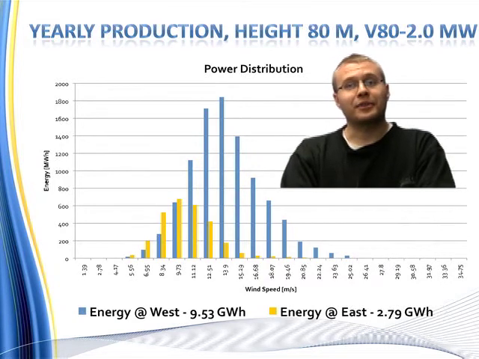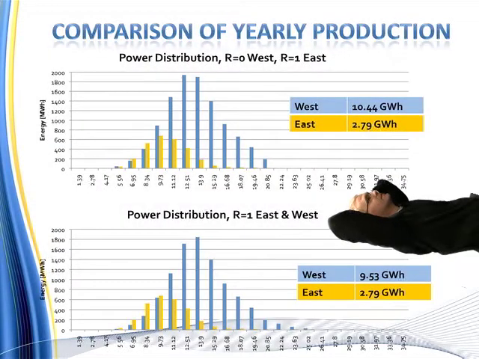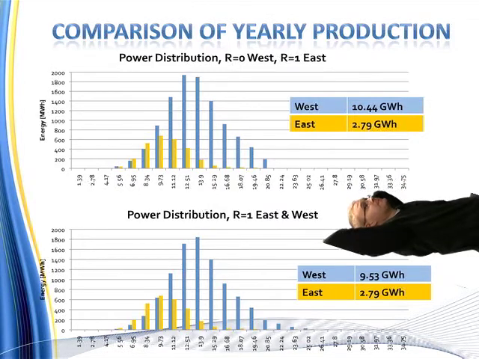The yearly production of the Vestas V80 wind turbine at 80 meters is much higher when using wind from the west than when using wind from the east, 9.53 versus 2.79 gigawatt hours respectively. Here you can see the influence of the roughness factor and how it affects the yearly power production.